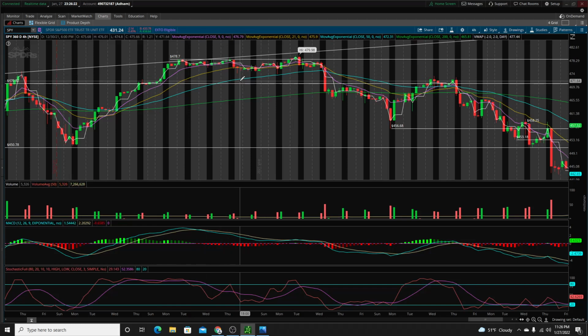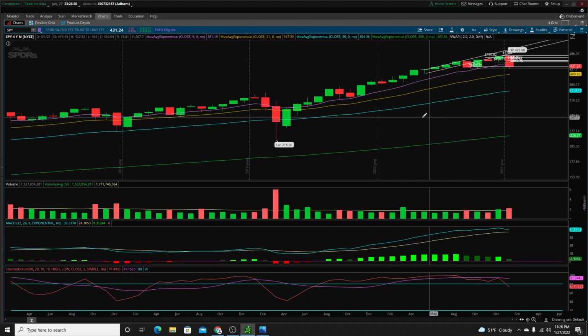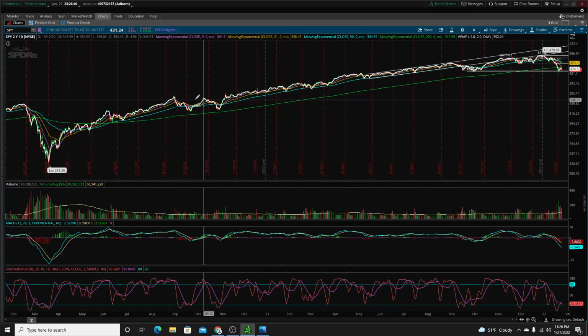So I like to go by the rule of 2 to 3. Anytime there's 2 to 3 rejections or areas, that can be considered a support resistance. An important thing to notate is that we are on the 4 hour, so anytime that you're on the higher time frames, these are stronger support and resistances. So let's move into about the daily and plot some areas.